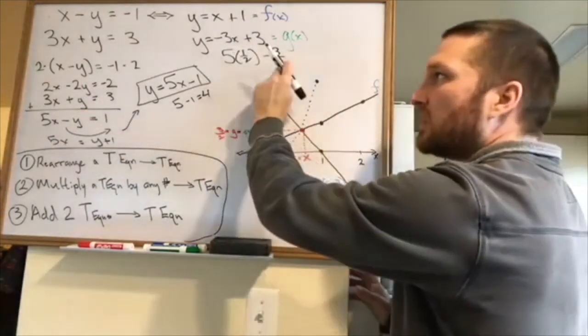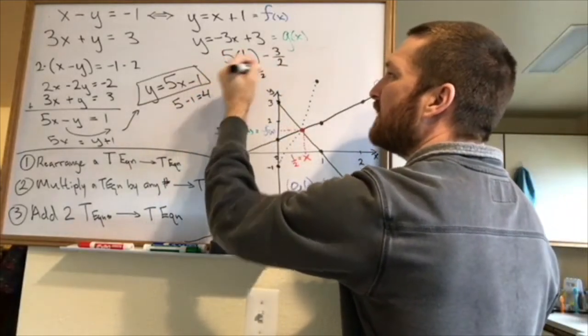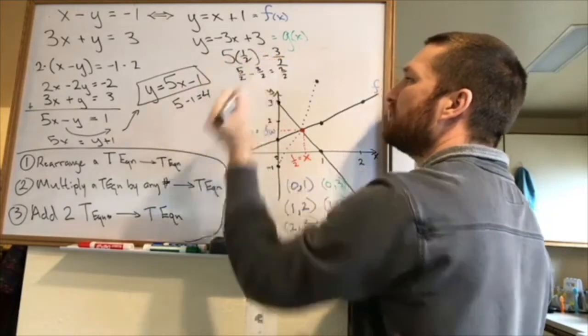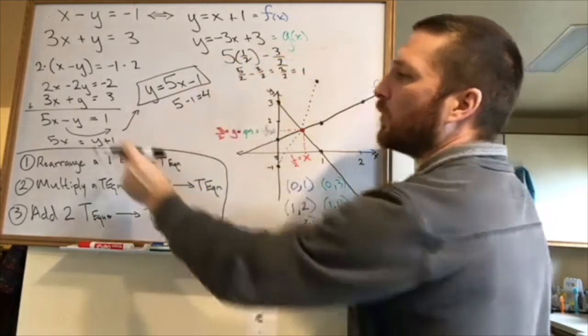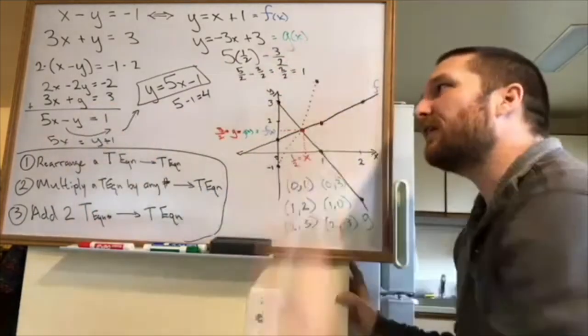And so I plug that point in and I get 5/2 minus 3/2. 5 minus 3 is 2, so that gives me 2/2. 2/2 is equal to 1. And so yeah, that is equal to 1. Verifying in a different way.